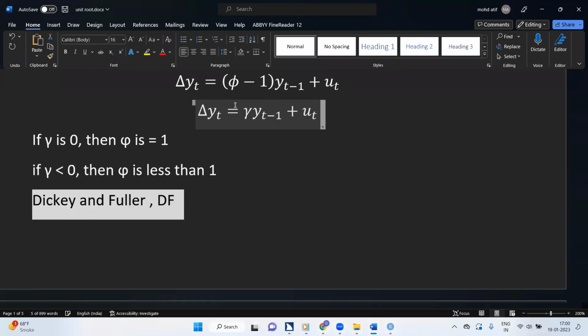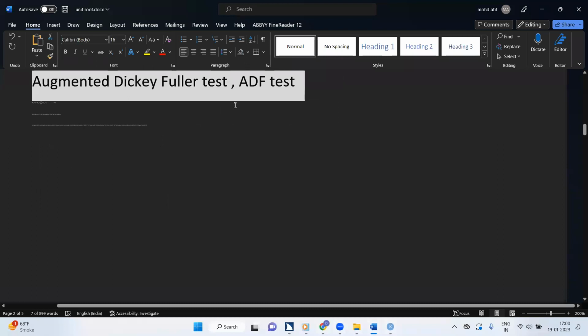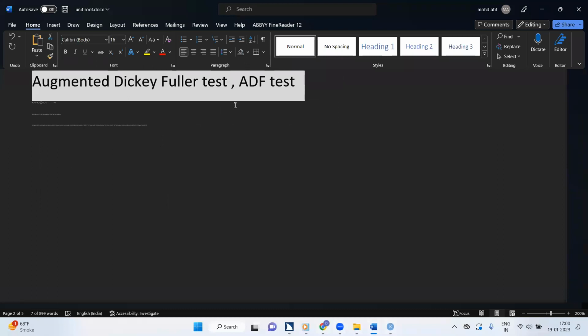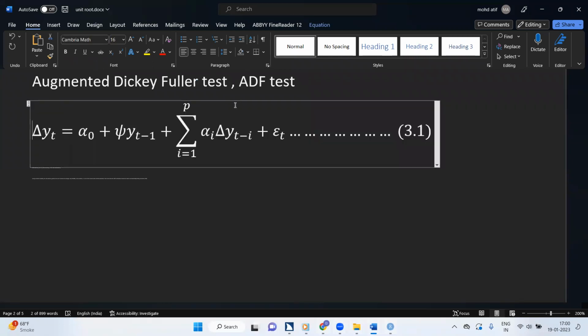So Dickey and Fuller. Then they gave the test, the Dickey-Fuller test, which was later refined to the augmented Dickey-Fuller test. And this is the basic equation. So we just look at the coefficient of psi. The symbol is psi, that looks like 3 heads, like 3 arrows. It's psi, PSI, psi. If psi is 0, then we conclude that data has a unit root.